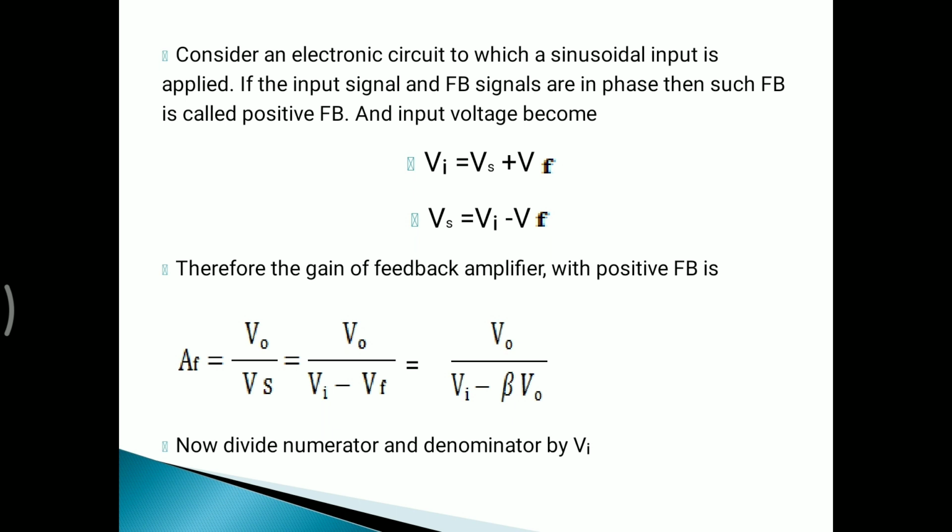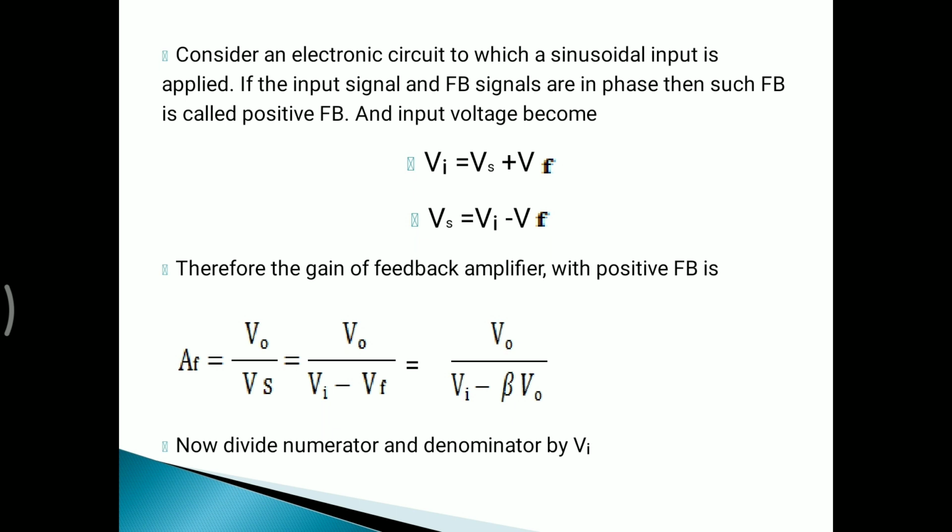Therefore the gain of the feedback amplifier with positive feedback is given by AF, the feedback gain, equals output voltage by input voltage. Output voltage is V0 divided by Vs, where Vs is the source voltage, which is nothing but the input. That's why it equals V0 divided by Vi minus Vf, that is equals V0 divided by Vi minus beta into V0.